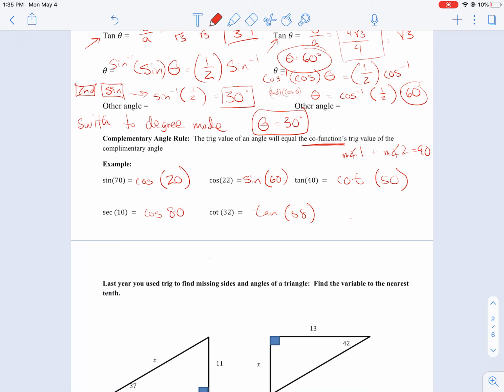well, actually, whoops, I made a mistake here. This is going to be cosecant of 80, sorry. So it's like that co-function, right? So like the co-function of sine is cosine. The co-function of tangent is cotangent. The co-function of secant is cosecant. Okay, so that's what it means by co-functions.